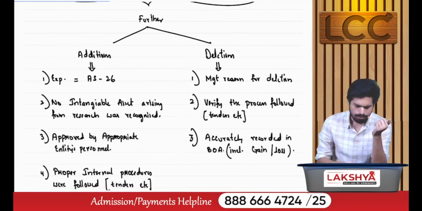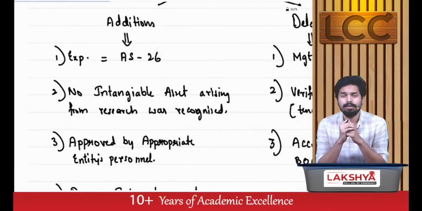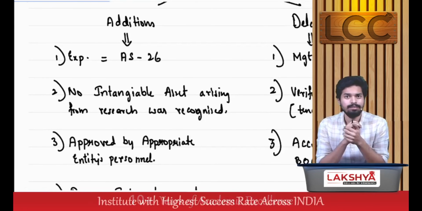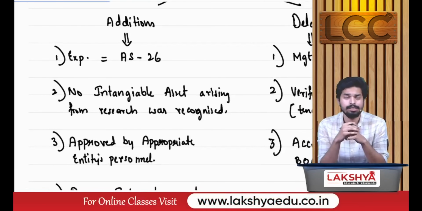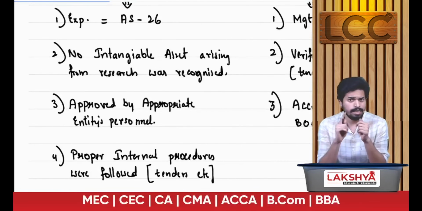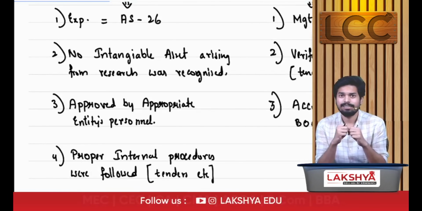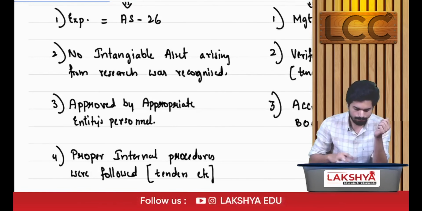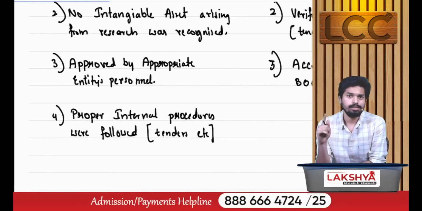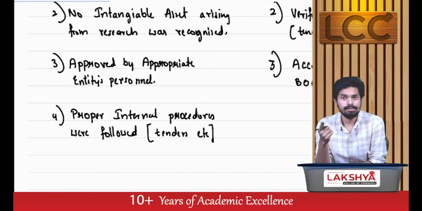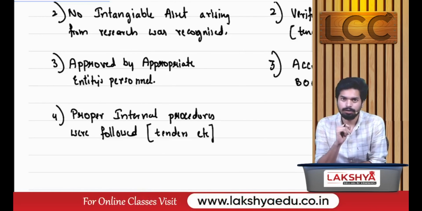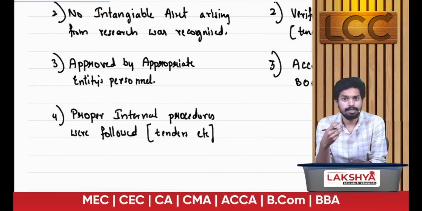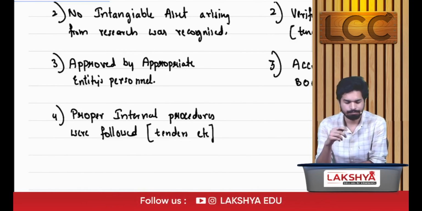Further, with respect to addition specifically, you need to check whether the expenditure is as per AS 26 or not, and whether no intangible asset arising from research was recognized or not. Thereafter, check whether all the additions have been approved by the entity's authorized personnel or not, and lastly whether proper internal procedures were followed or not, like quotations, tenders with respect to additions, right?